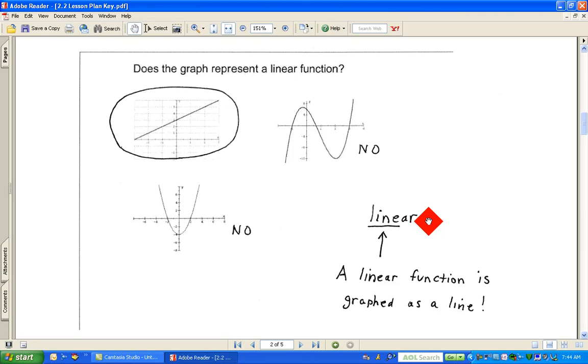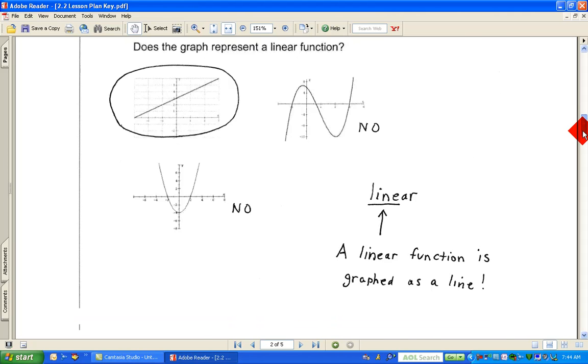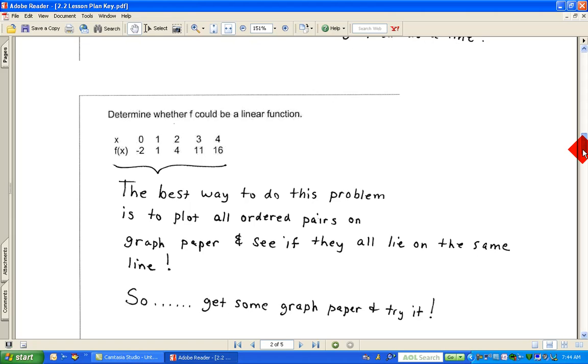So anytime you see a function's linear, notice the first 4 letters in linear, L-I-N-E. A linear function would have to be represented by a line.